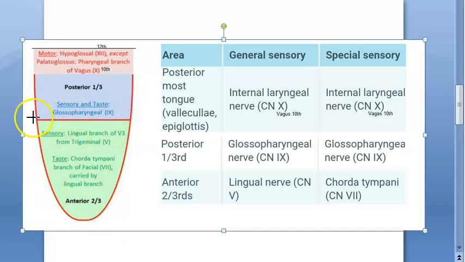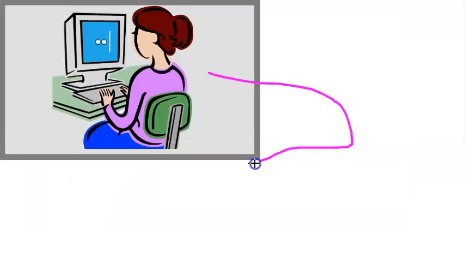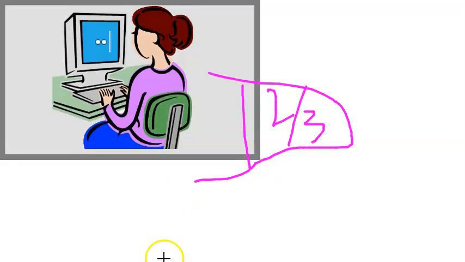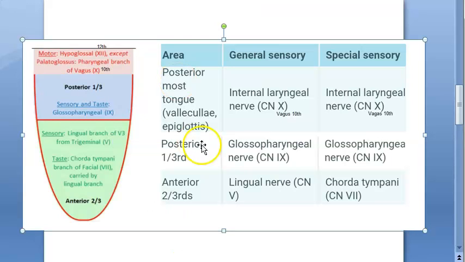Basically, the anterior part of the tongue. If this is the tongue, the tip of the tongue, the taste there is because of the facial nerve. That is why taste sensation is at the tip of the tongue. The chorda tympani branch of the facial nerve is carried by the lingual branch. So the anterior 2/3 of your tongue, the taste is because of the facial nerve, that is the chorda tympani branch. This much you have understood, right guys? Good. So that is about the facial nerve.